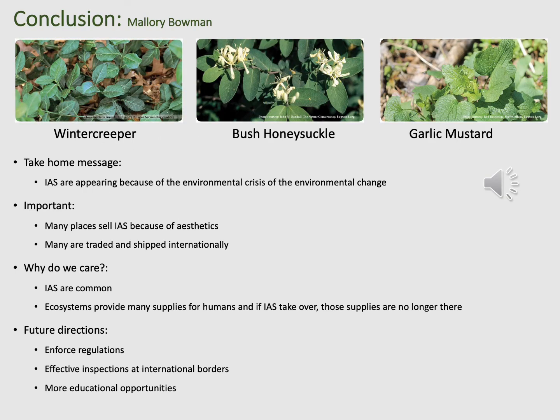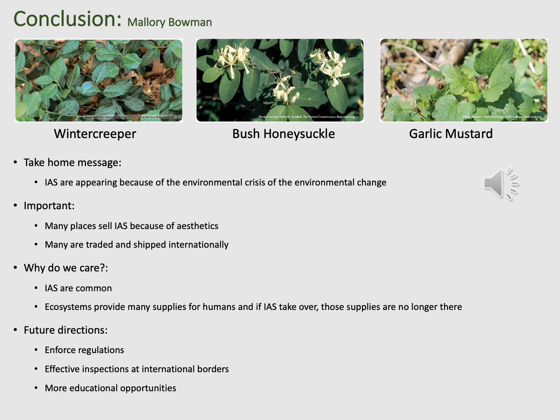At the top of the page, there are 3 invasive species found in Lexington called winter creeper, bush honeysuckle, and garlic mustard. The take-home message is that invasive species are appearing because of the environmental crisis of climate change, and it's important because many places sell these invasive species because they are aesthetically pleasing, and many are traded and shipped internationally, which makes them more common to spread throughout the world.